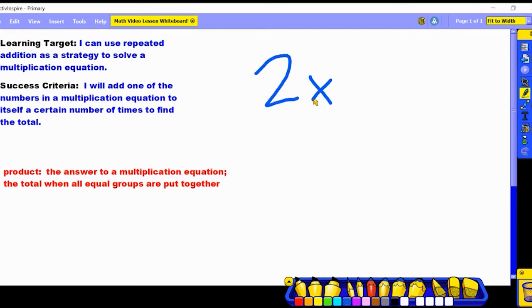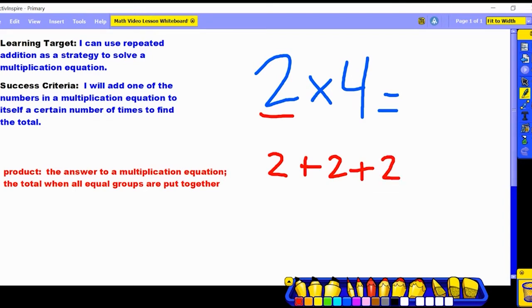I'm going to go back to the example that we talked about last time, since we know this multiplication equation pretty well by now. So if I were solving a problem like 2 times 4, and I wanted to use repeated addition to solve this, I could either add the number 2 to itself 4 times, or I could add 4 to itself 2 times. I think I'm going to try the first way. So I'm going to take the number 2, and I'm going to repeatedly add it to itself. That just means I'm going to add 2 plus 2 plus 2 plus 2. I have 4 2's that I'm adding together.